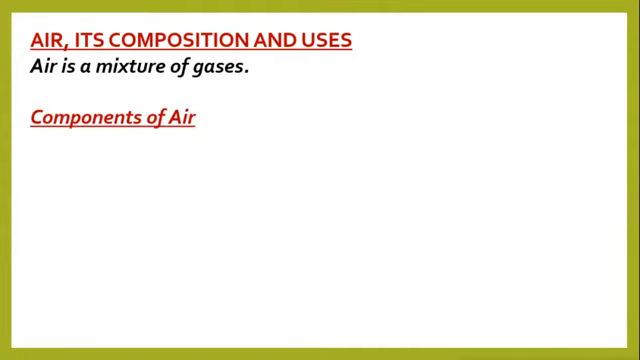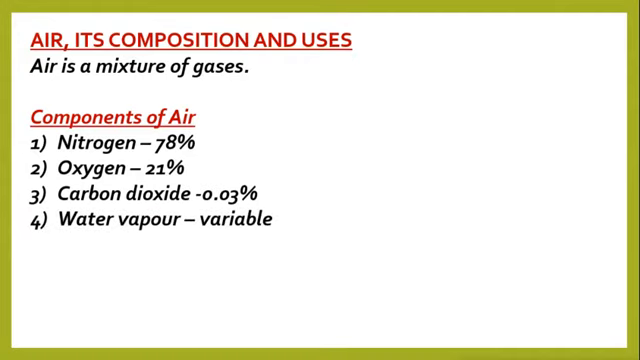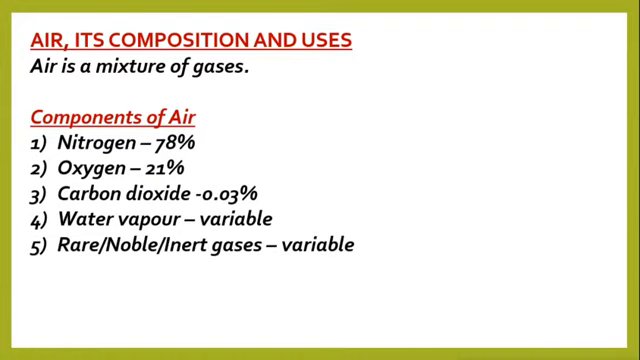Of course, we have nitrogen, occupying 75% of air, followed by oxygen, 21%, carbon dioxide, 0.03%. Water vapor is variable. In other words, the percentage in a particular volume of air differs. Then we have rare or noble or inert gases, also variable. Then, of course, we have dust particles.